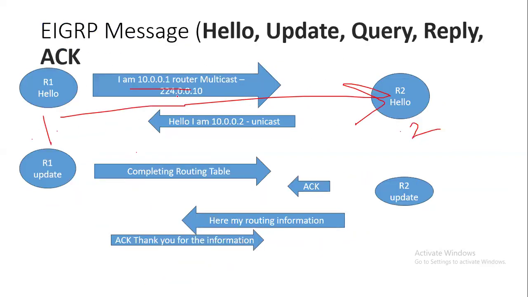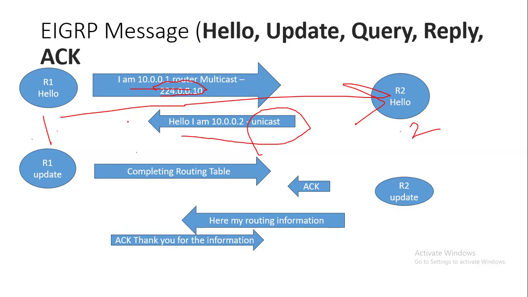The hello message should go to the multicast address, which is 224.0.0.10, and while replying from router 2 to router 1 it comes as unicast, because this is a one-to-one combination. Once they have exchanged the hello information, then they will send updates.